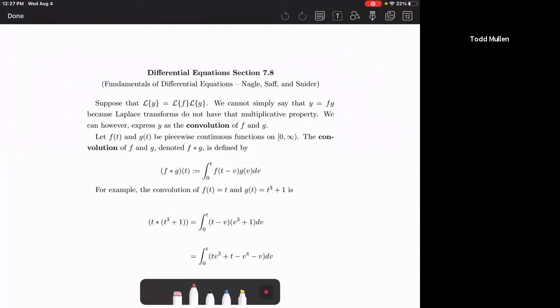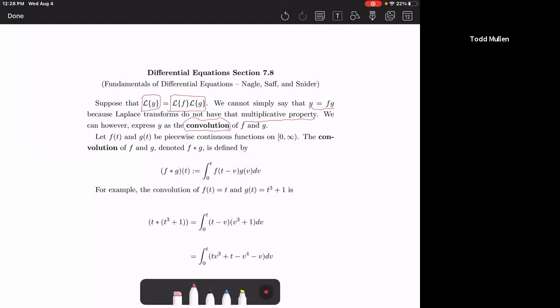This is section 7.8. In this video, we're going to be talking about convolutions. So suppose that the Laplacian of y is equal to the product of the Laplacian of f and the Laplacian of g. We cannot say that y is just equal to f times g. That's not one of our rules of Laplacians. They do not have this multiplicative property. We can, however, express y as the convolution of f and g.